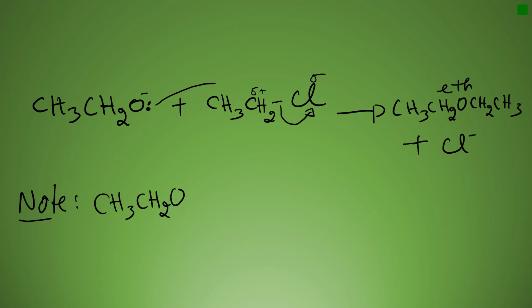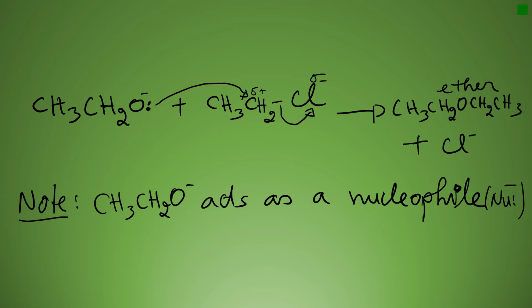Here it is. Alkoxide, instead of attacking the beta carbons, is going to attack the alpha carbon by donating electrons to this carbon, and the electrons of the bond between chlorine and carbon are repelled, and the chloride ion is produced together with an ether molecule. This time, the alkoxide is not acting as a base as it was in elimination. Instead, it is acting as a nucleophile because it is a substitution.